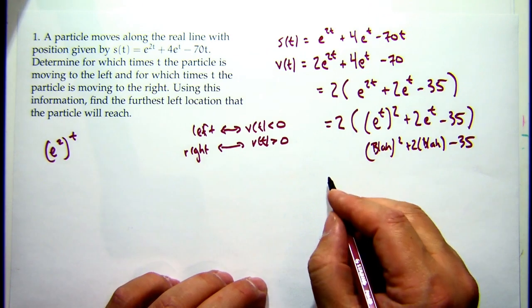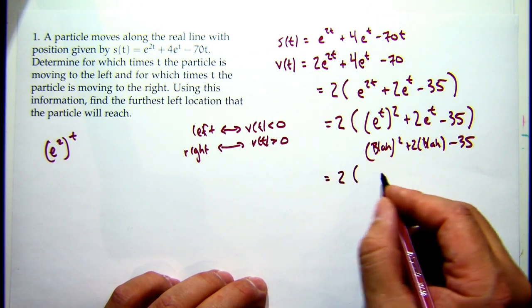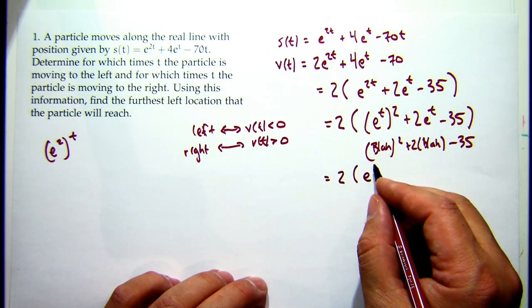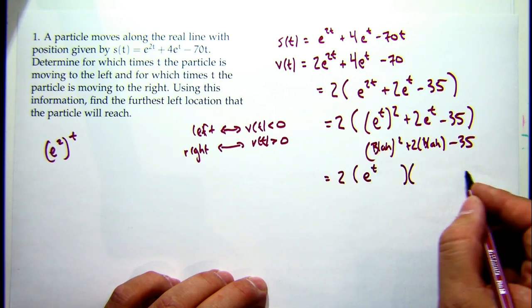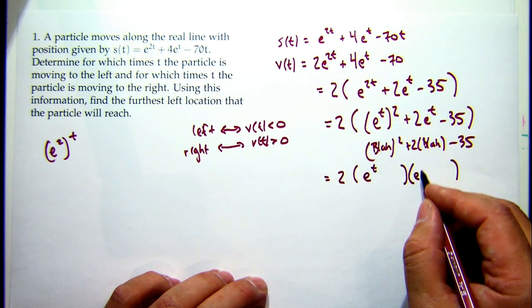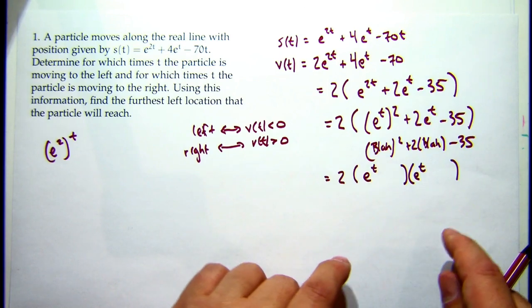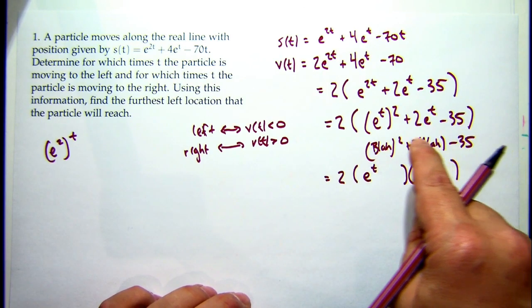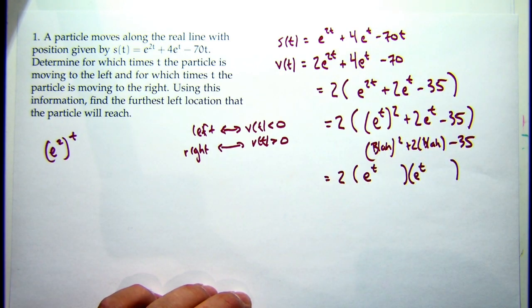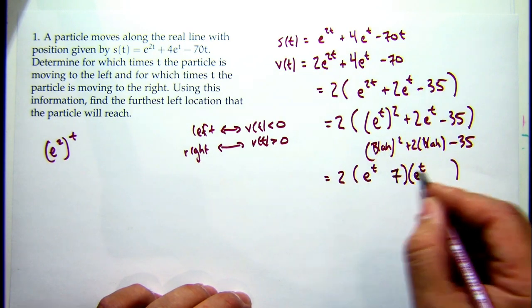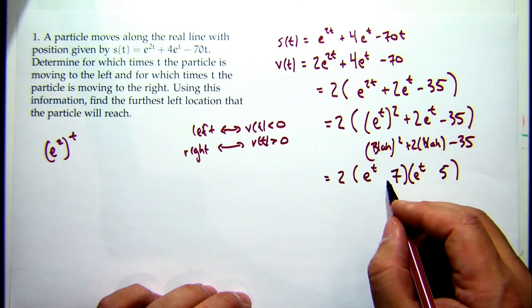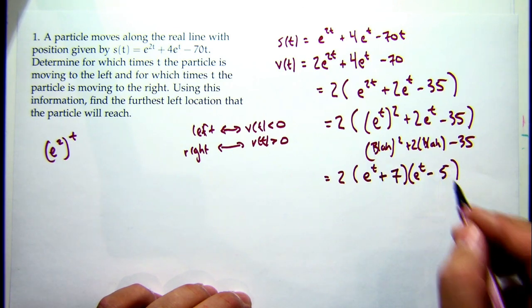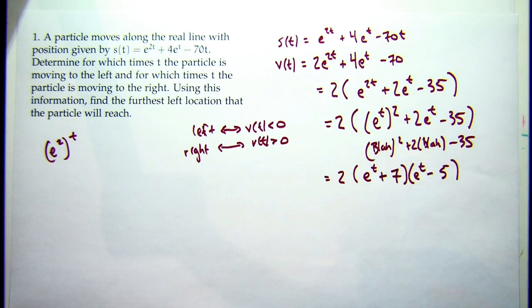What would you do? Yes, you would factor. You would take factoring into consideration. So it'd be e to the t, like x. I need two things that multiply together to give me negative 35, but added together give me 2. 7 and 5, plus 7 or minus 7? Plus 7, minus 5, because I need to have plus 2. All right. Now, this is good.